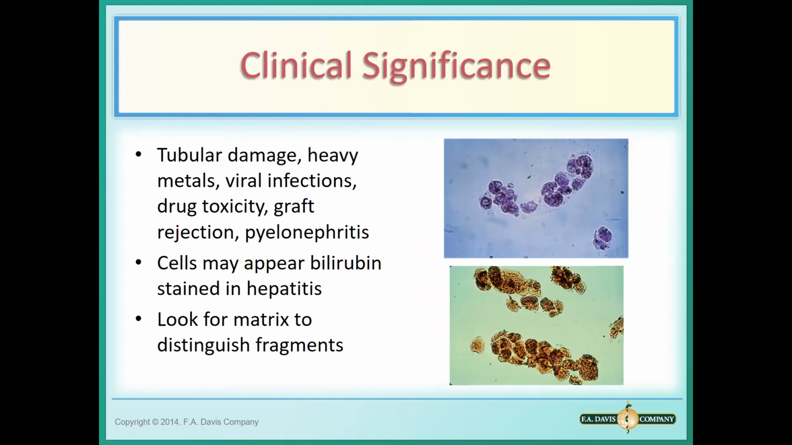Clinically, renal tubular epithelial casts are very significant. They indicate significant tubular damage to be releasing those, or to have those renal tubular cells being caught up in a cast formation. We see it sometimes from damage from heavy metals, arsenic, things like that, viral infections, drug toxicity, transplant rejections, pyelonephritis. And again, because we saw those renal tubular cells are able to absorb things like bilirubin or hemoglobin, they can take on that brownish color.